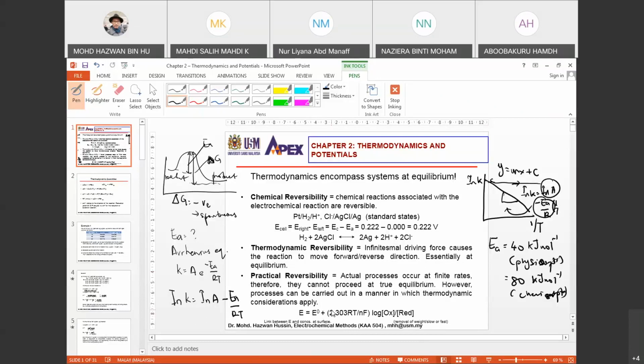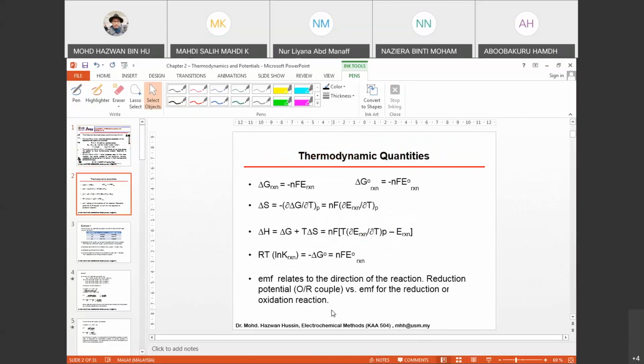Okay, all right. And then this is actually a few sets of formulas related with thermodynamic quantities. Like delta G is equal to negative nFE. Remember, this formula is known as Faraday's equation. Delta G is equal to negative nFE. E is the cell potential, F is the Faraday constant, and n is the valency.